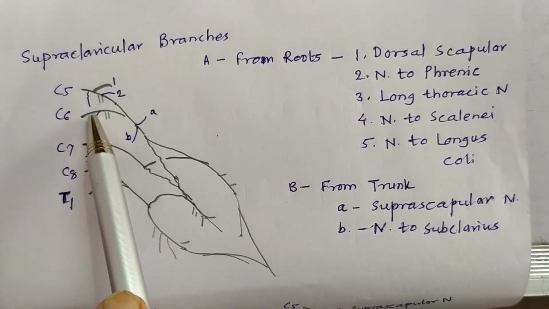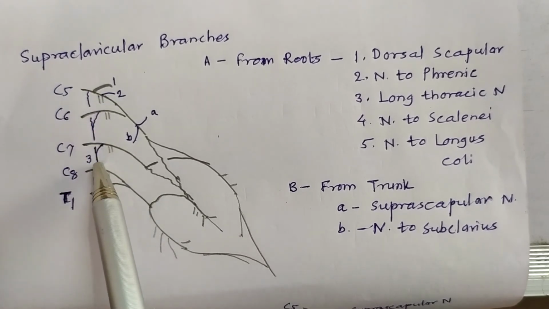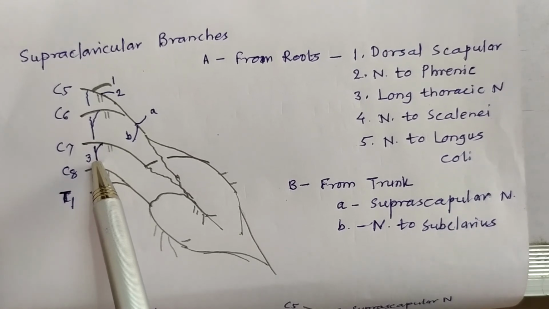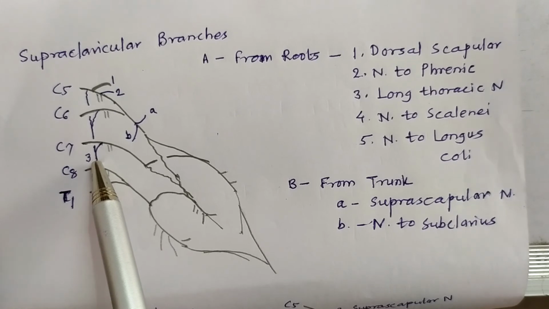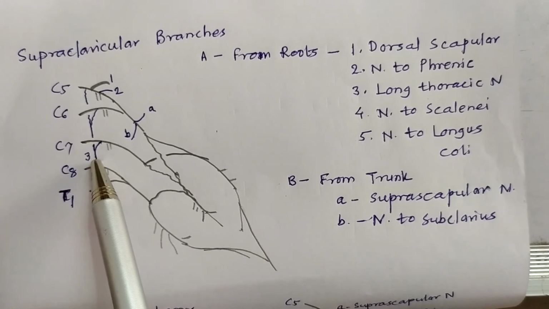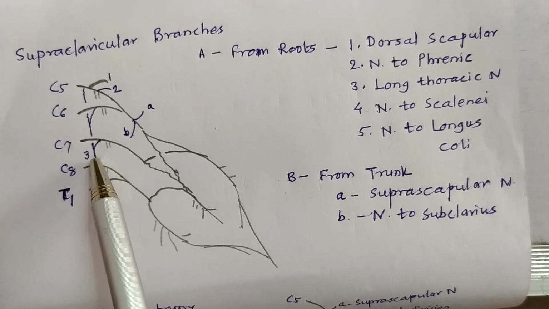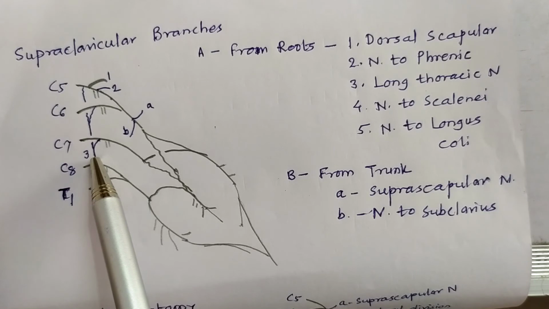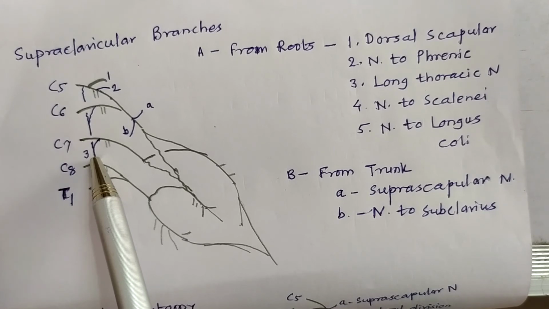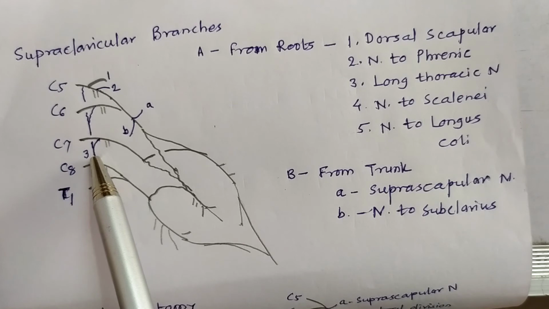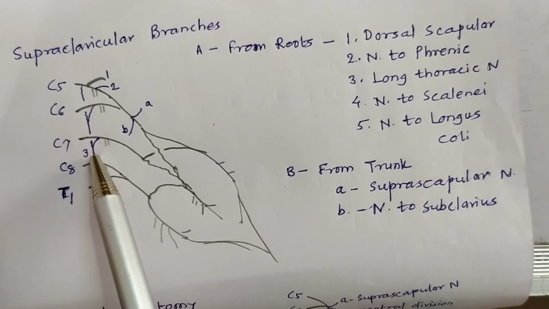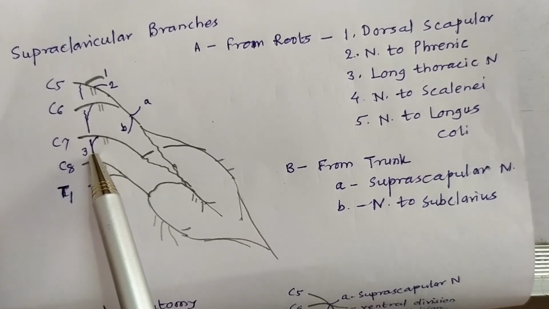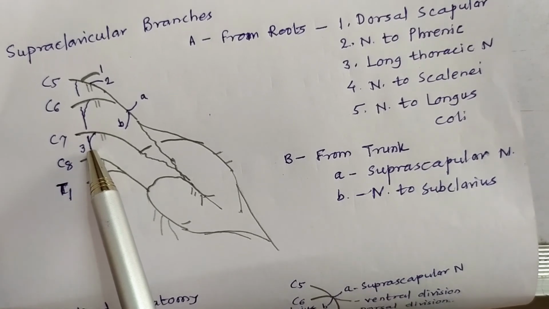Then C5, C6 and C7, they form the long thoracic nerve. It supplies the serratus anterior muscle. It is also called as nerve of Bell. The serratus anterior muscle is used for pushing and punching movements. It causes protraction of scapula. An injury to this nerve will lead to winging of scapula.